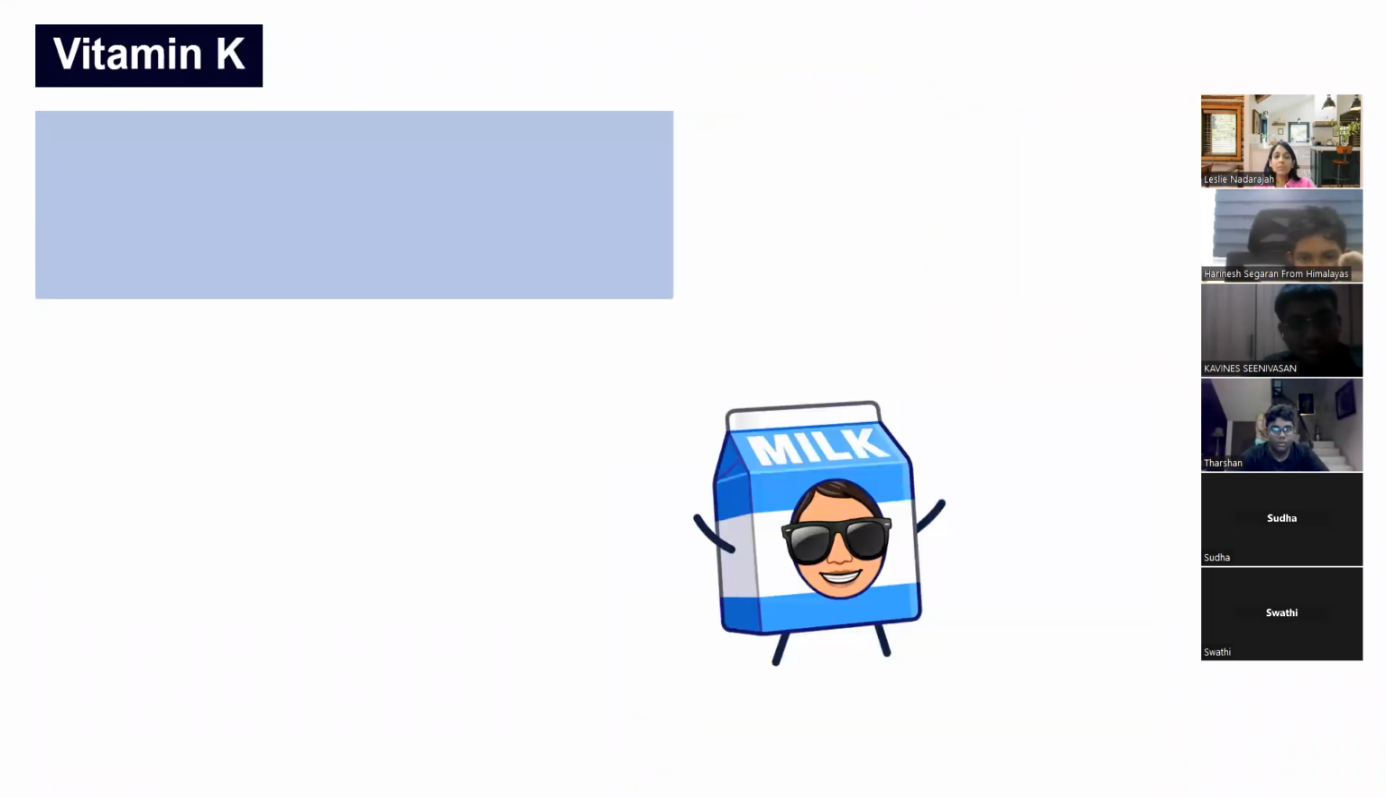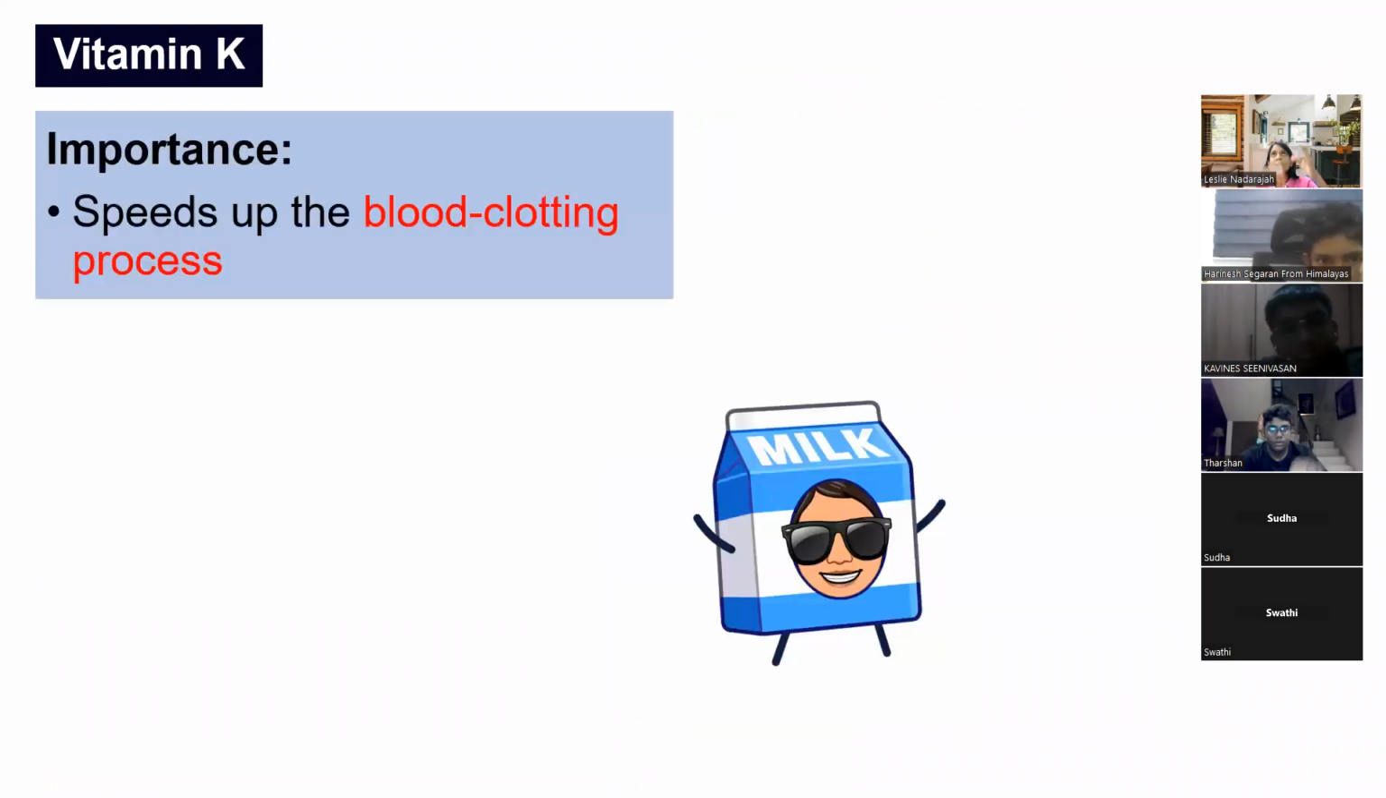Vitamin K, very, very important, because let's say you fall down and then you profusely bleed. Why does that happen? It's because you don't have enough vitamin K. You will learn in biology in Form 4 and Form 5 that vitamin K will speed up the blood clotting process. Let's say you fall down and you're bleeding, but because you have vitamin K in your body, your blood will clot and you will not lose so much blood and end up unconscious because your blood is not stopping.